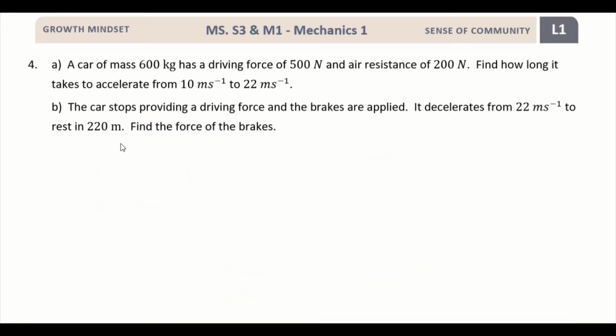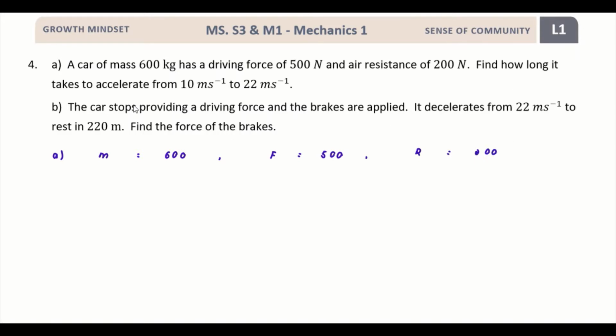Okay, number 4, a car of mass 600 kg has a driving force of 500 Newton and air resistance of 200 Newton. So find how long it takes to accelerate from 10 meter per second to 22 meter per second. Okay, so let's try to write down the information. So we have the M is equal to 600. Okay, then the driving force given F here is 500. Then we have the resistance, which is 200.